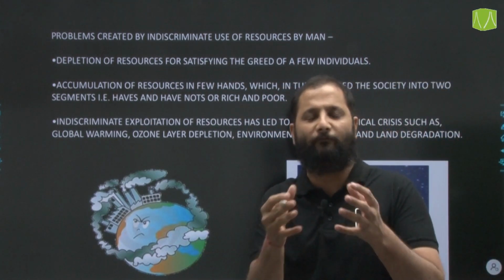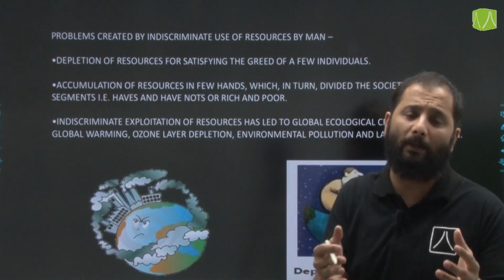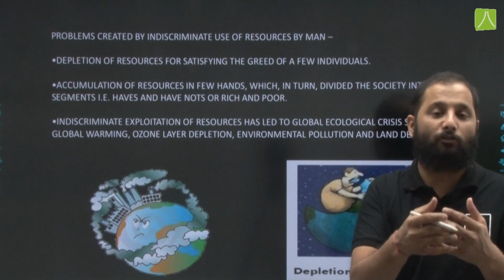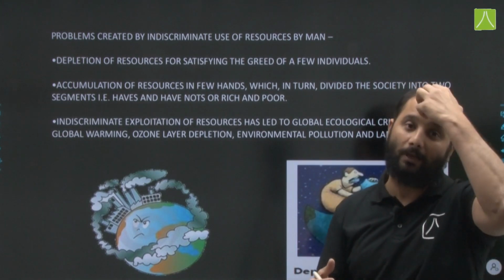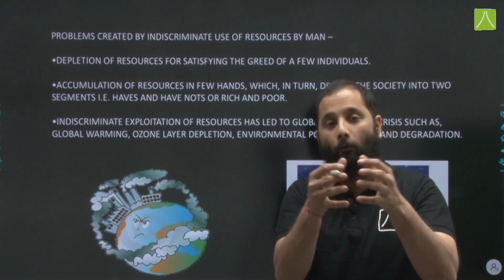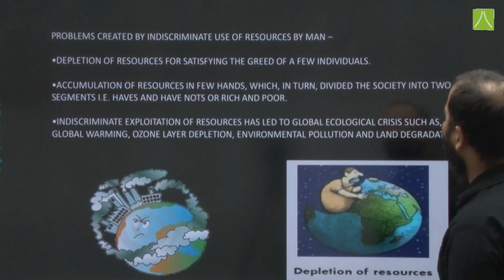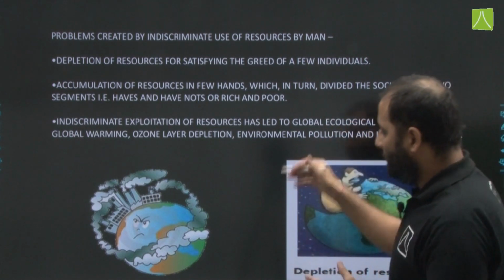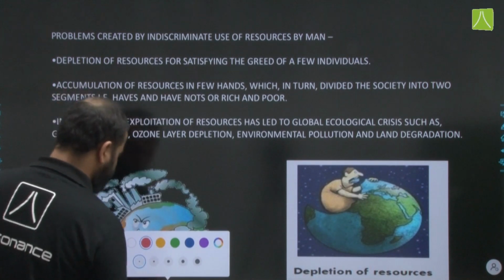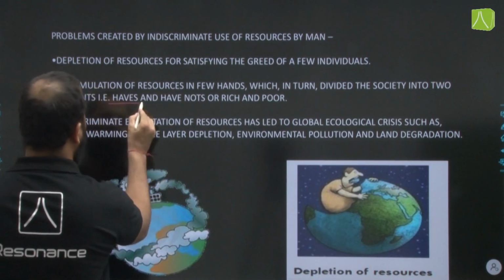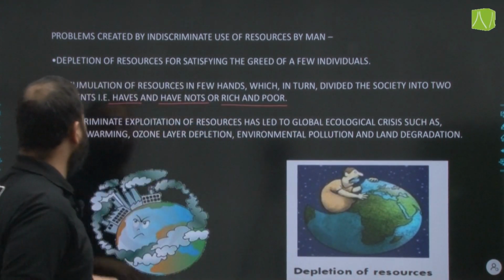Accumulation of resources in few hands, and denying the majority of people, that is they don't get to use much of these resources, and these resources are concentrated with only a few individuals, which in turn divided the society into segments, that is the ones who have things and the ones who do not have anything, that is between haves and have-nots, or simply rich and poor.